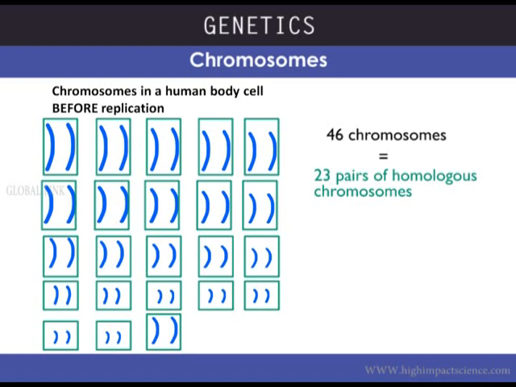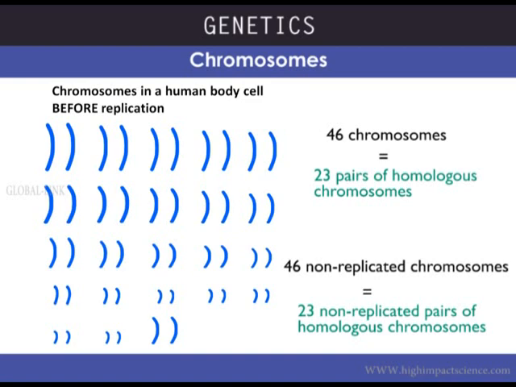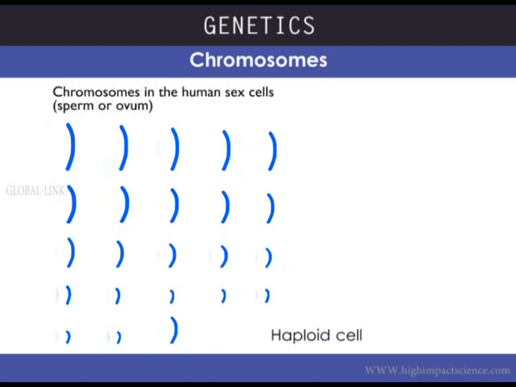In this case, the cell has not yet undergone DNA replication or the interphase. So we say that we have 46 non-replicated chromosomes, which is basically 23 non-replicated pairs of homologous chromosomes. Homologous pairs only exist in body cells, which are called somatic cells, and not in sex cells. Sex cells only have one member of each homologous pair, so they have half the number of chromosomes as the body cells.